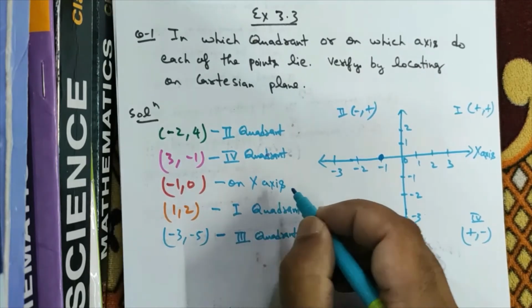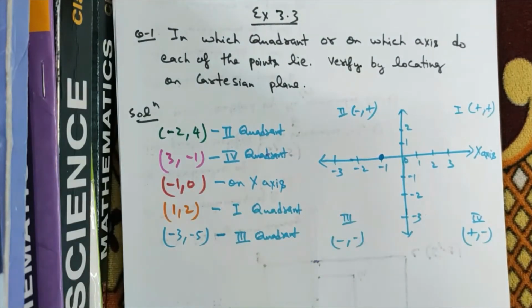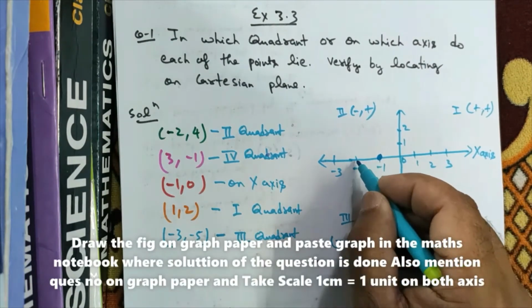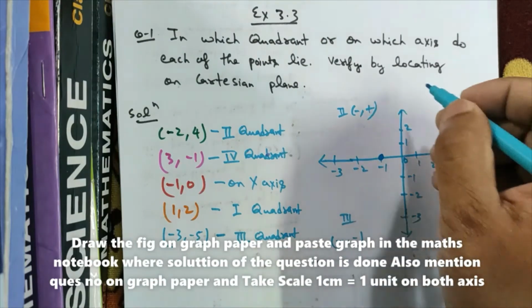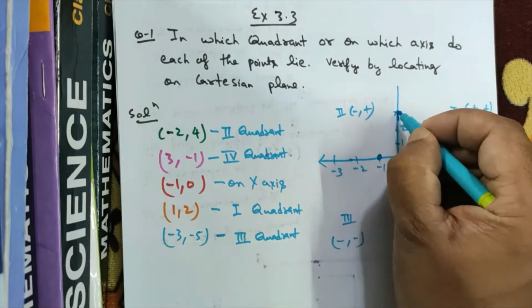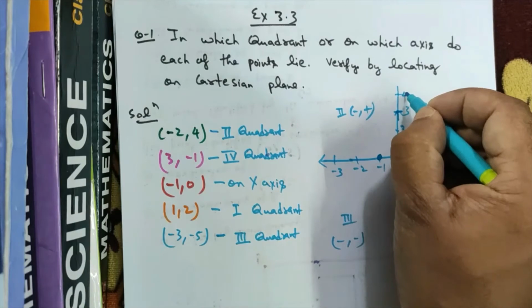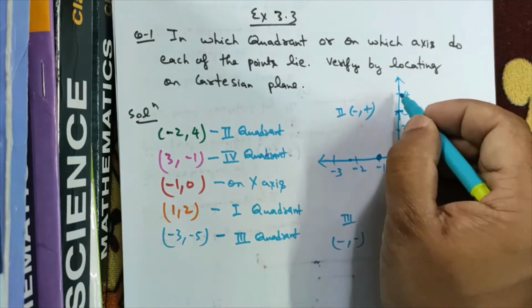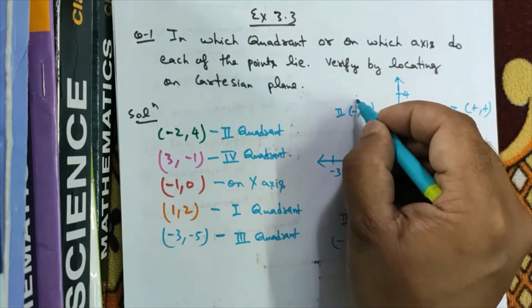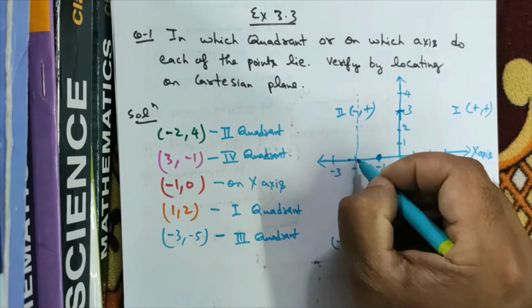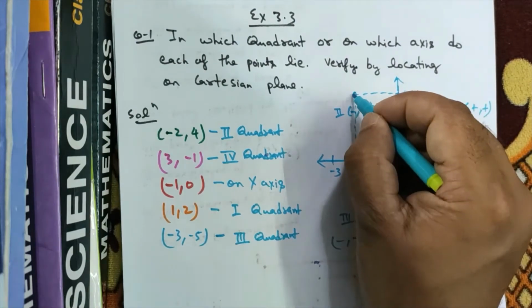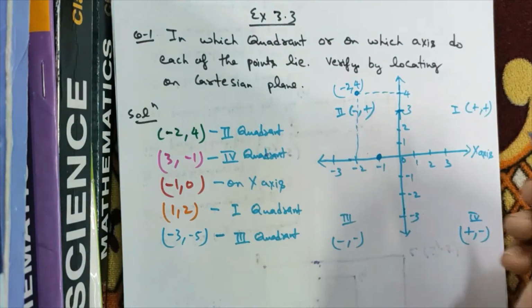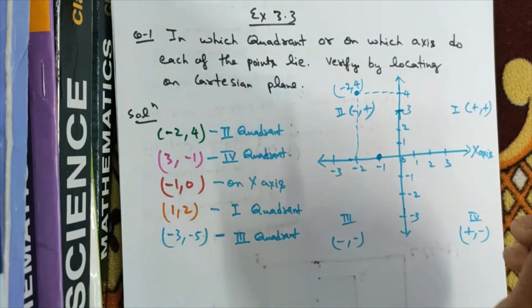Now we have to locate the points to verify in the Cartesian plane. -2, 4. So -1 and -2 and +4. So we have to just extend this. So -2, 4 will be somewhere around here. This point will be -2, 4. So it is verified that it is lying in the second quadrant only.